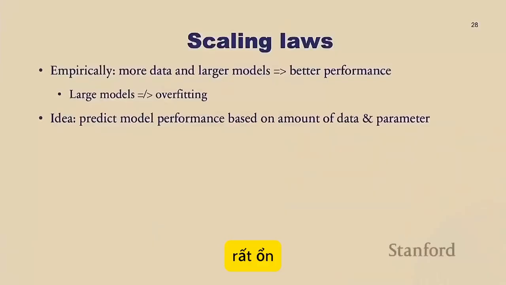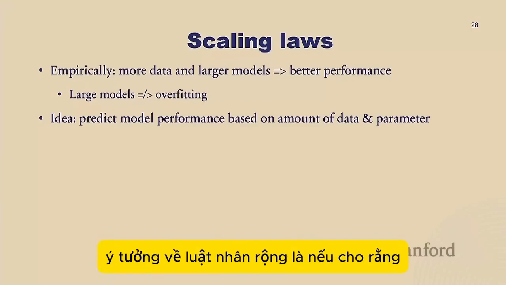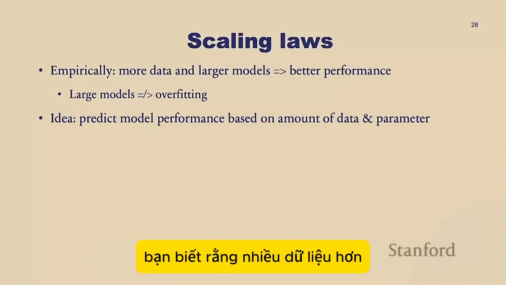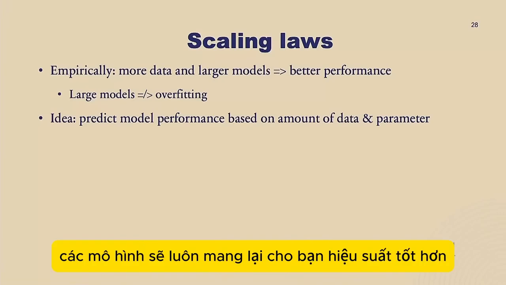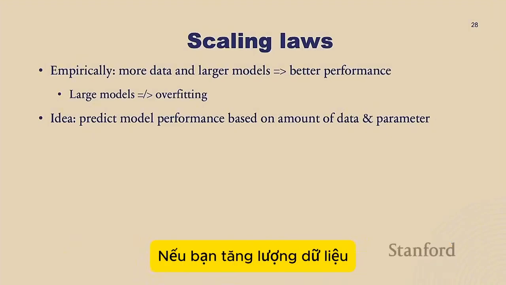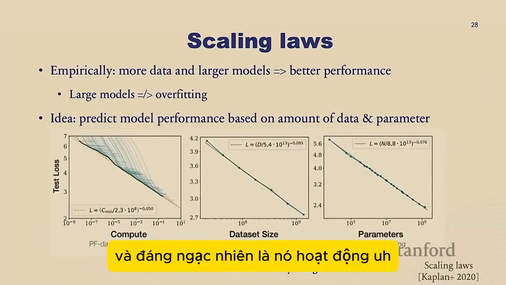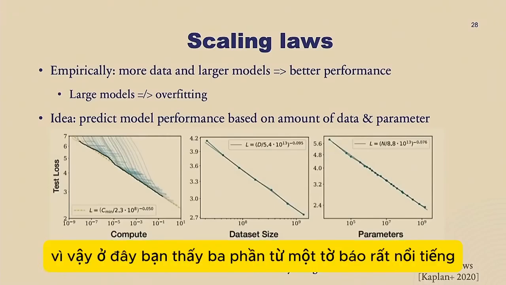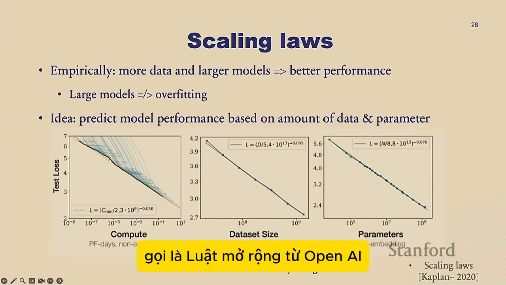So, okay, the idea of scaling laws is that, given that you know that more data and larger models will always give you better performance, can we predict how much better your performance will be if you increase the amount of data and the size of your model? And surprisingly, it works. So here you see 3 plots from a very famous paper called Scaling Laws from OpenAI.